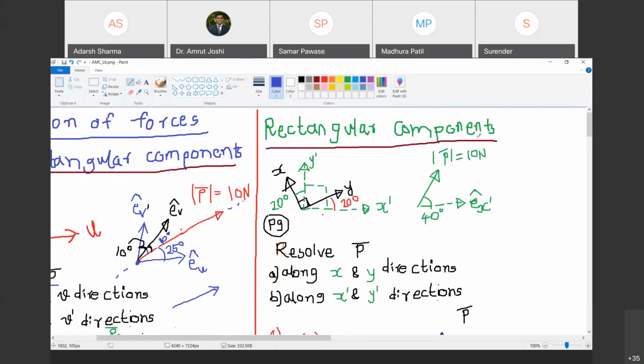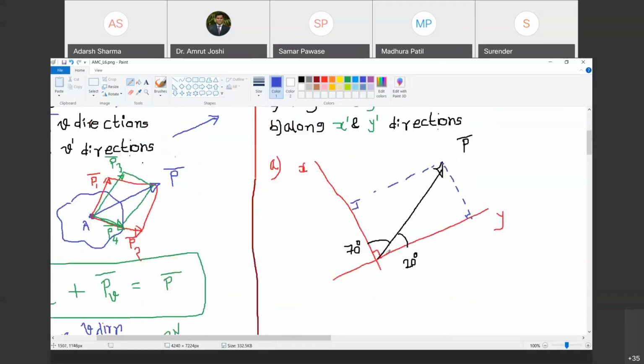Whenever you are resolving the force along directions which are mutually orthogonal, the completed parallelogram forms a rectangle. So we call them rectangular components. Am I very clear? Yes, sir. Now, tell me, what is the component along x direction? This is the component along x direction. Happy?